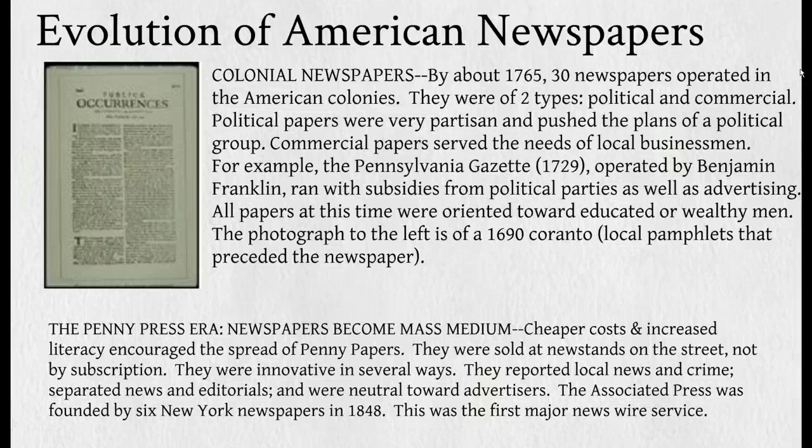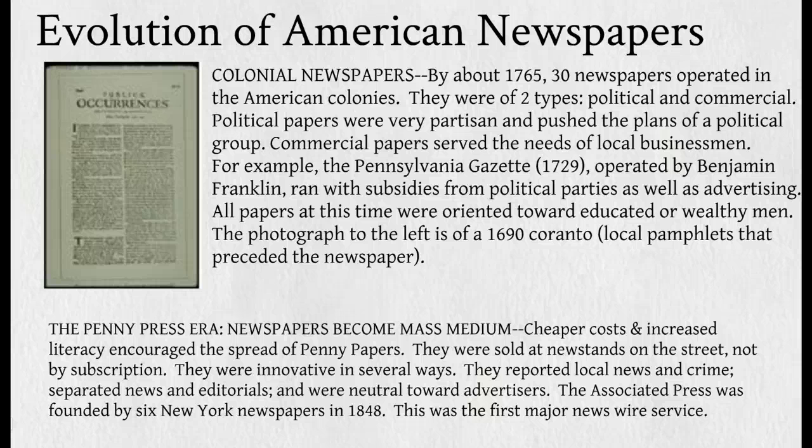But the photograph here is of something called Public Occurrences, which was a 1690 Coranto, which was one of the precursors of the newspaper as we know it today. It was actually discovered by accident in the basement of the British Library. So a nice little surprise. So these were local pamphlets, and like I said, they became the ancestor of the newspaper.